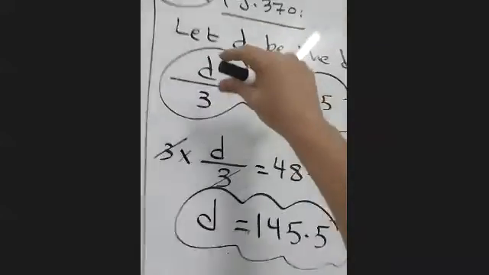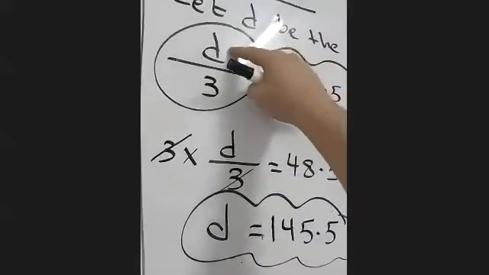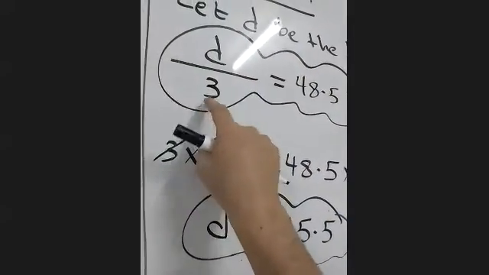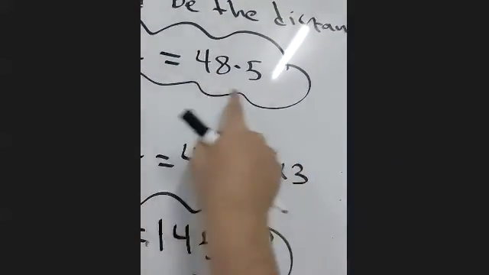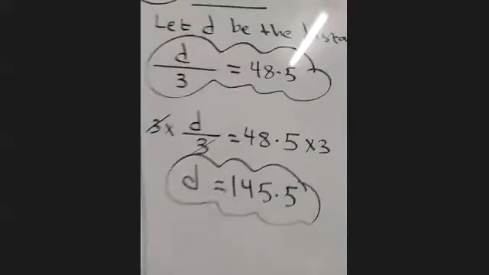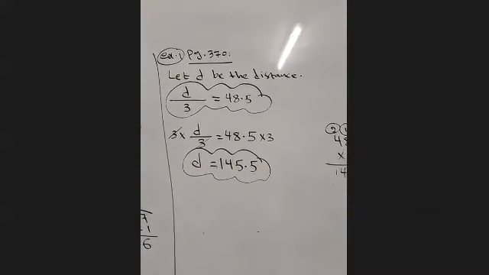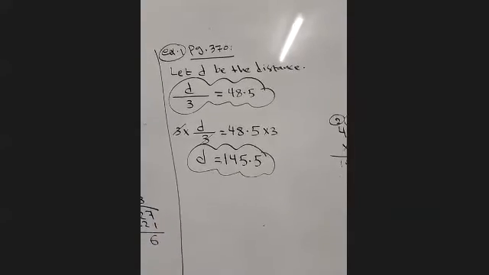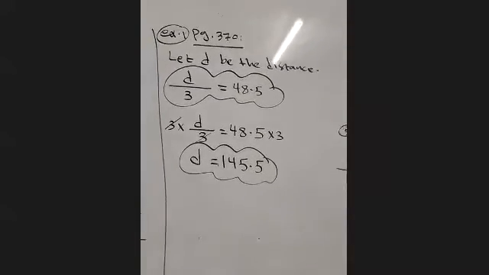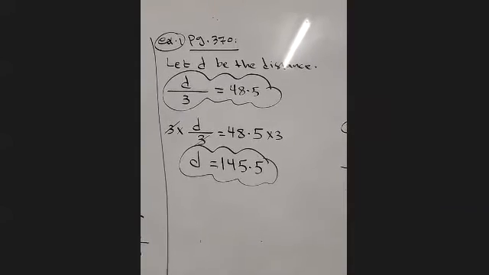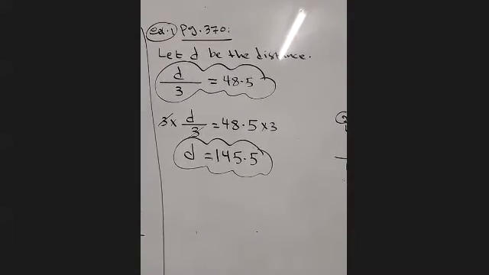So we have the total distance, which is 145.5, divided by 3 days. So each day he biked how much? 48.5 miles. You got it? Do you understand it? Good. This is example 1, guys. Hope you understand it.